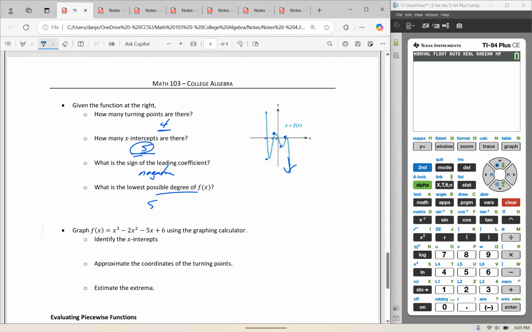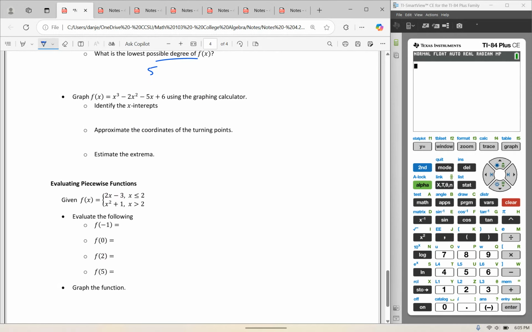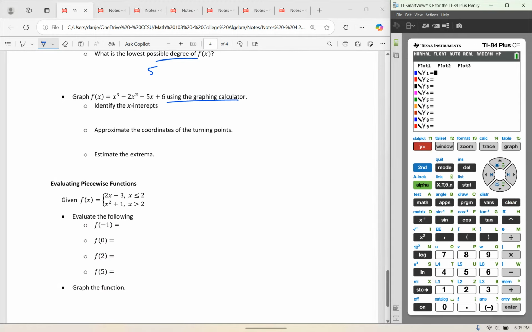Okay? So in this next one, it says to use the graphing calculator. Graph f of x equals x cubed minus 2x squared minus 5x plus 6. And we're going to graph that.